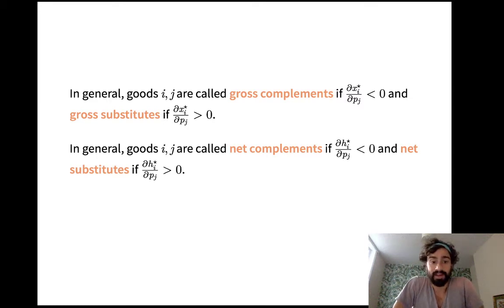We can also define the same definitions using the Hicksian demand rather than the Walrasian demand, and then we call these things net complements and net substitutes. So something is a net complement if the derivative of h_i with respect to p_j is less than 0, and the derivative of h_i with respect to p_j greater than 0 means it's a net substitute. The intuition behind the definition is the same. And so we can think about this from either the Walrasian utility maximization perspective or from the expenditure minimization Hicksian perspective.